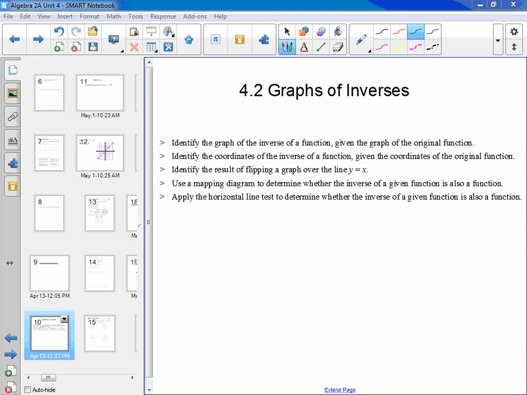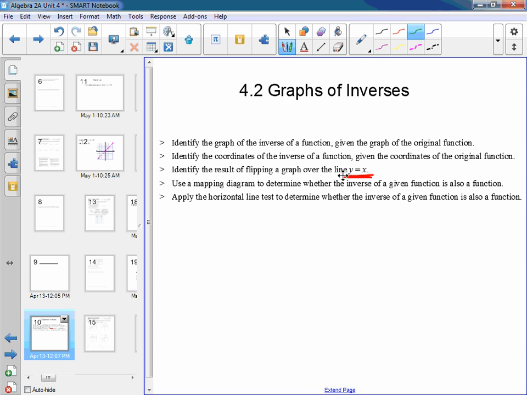All right, so the next section on 4.2 is called the graphs of inverses. So here's what you're going to be able to do when you're done listening to this video. Here's what you want to try to get out of it. Can you identify the graph of the inverse of a function given the original function? Secondly, can you identify the coordinates of the inverse of a function given the coordinates of the original? Thirdly, can you identify the result of flipping a graph over the y equals x line?